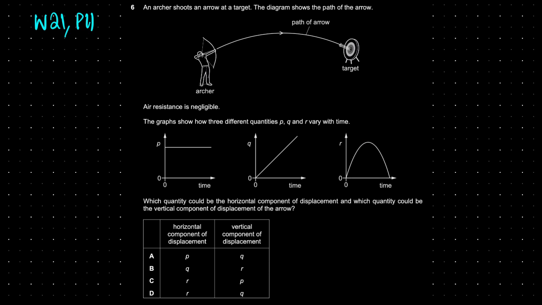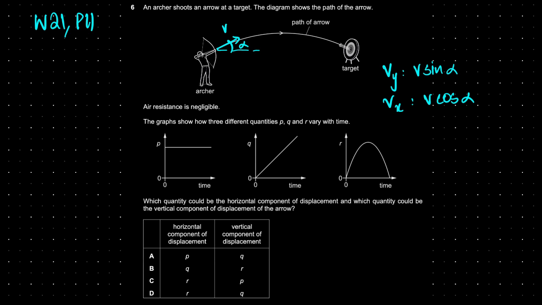The question asks which quantity could be the horizontal component of displacement and which quantity could be the vertical component of the displacement of the arrow. So we know that, let's say this is the angle, this is alpha. So we know this velocity V can be broken down into its vertical component, let's call that Vy, which would be V sine alpha, and the horizontal component would be V cos alpha.